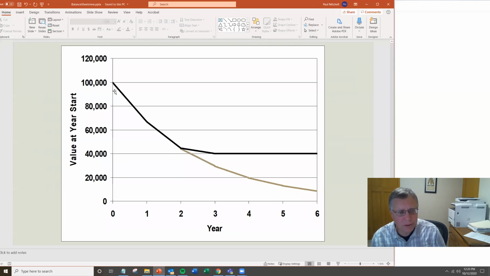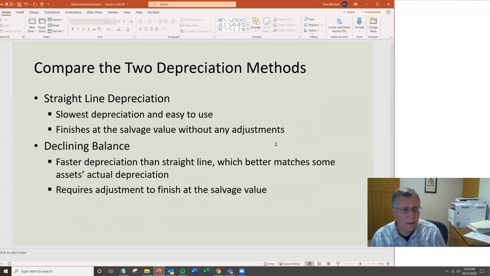And so here's what you were wanting to do: this line. That's what your 200% declining balance would have done, come down like that and taken these other values, but it goes below the salvage value. So at this point, instead of going down to here, you actually take this line, hit the $40,000, and you have a value of $40,000. You take no more depreciation.